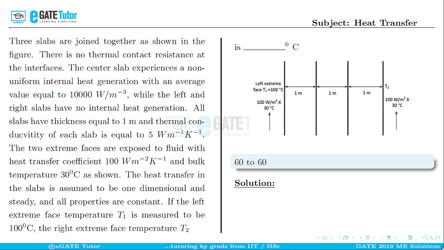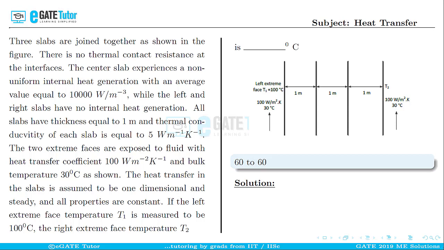If the left extreme face temperature T1 is measured to be 100 degrees centigrade, the right extreme face temperature T2 is. So we need to calculate the right extreme temperature T2 and its units are given as degrees centigrade. The accepted answer range for this question is 60 to 60. Let's proceed to the solution.